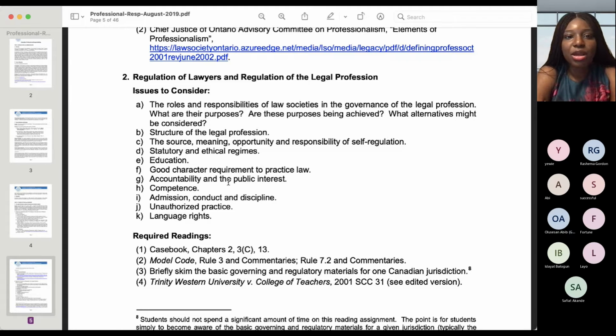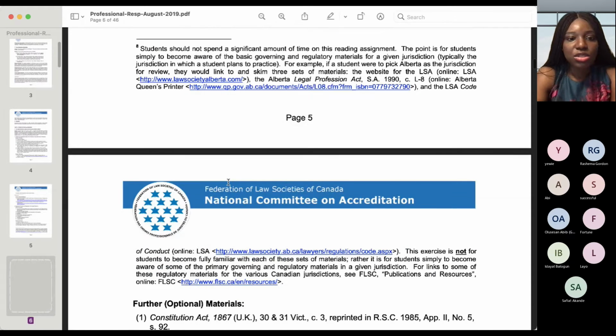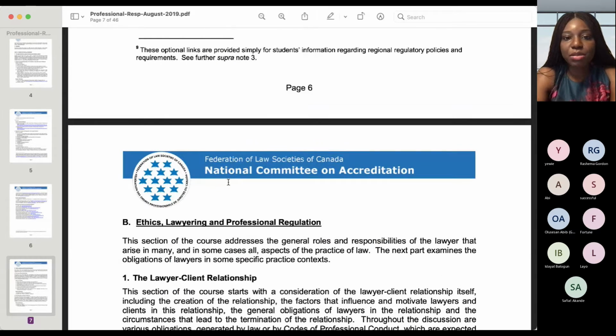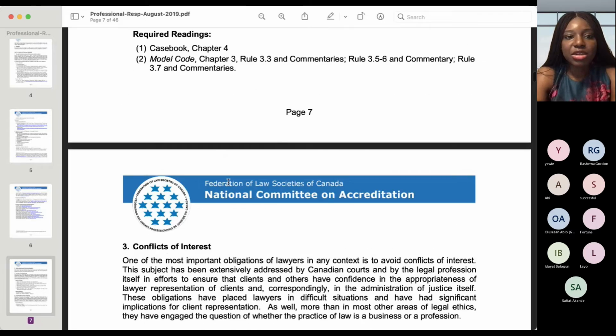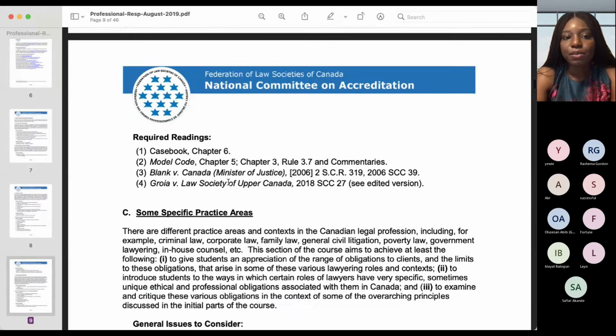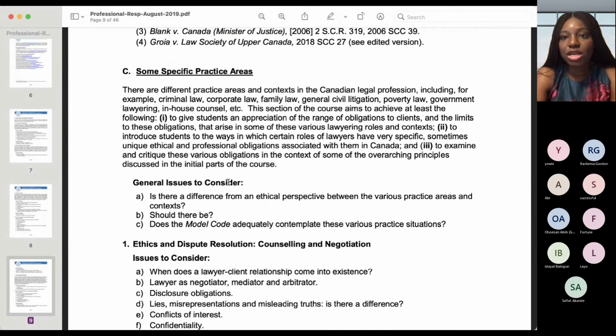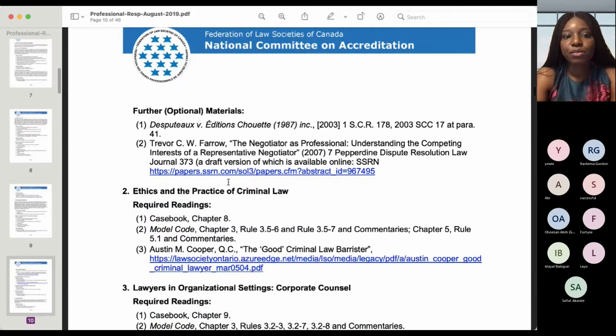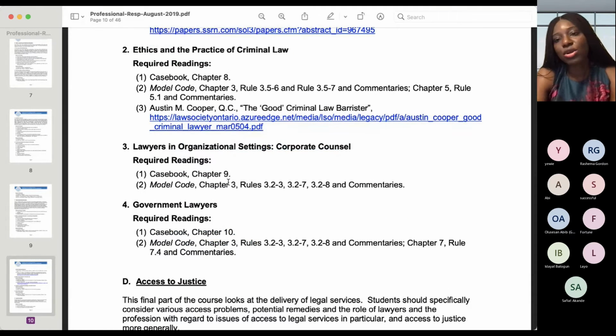So part B talks about conflict of interest, competence. It talks about things like confidentiality and privilege, the differences. So part A, part B, part C, part D. Part C goes on to explain specific areas to consider, practice areas to consider when you're talking about professional responsibility. So a negotiator, when you're a corporate counsel, when you're a government lawyer, and part D is access to justice.